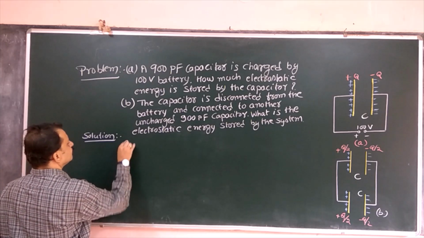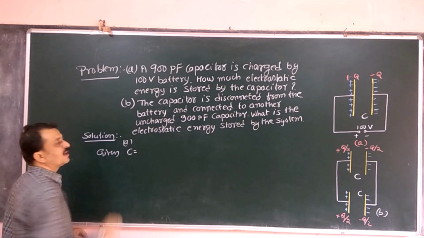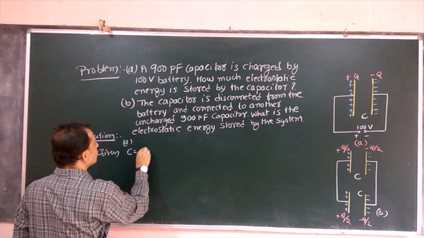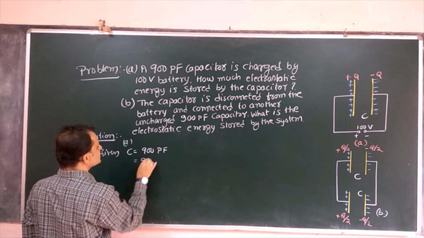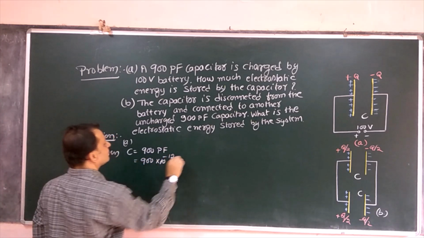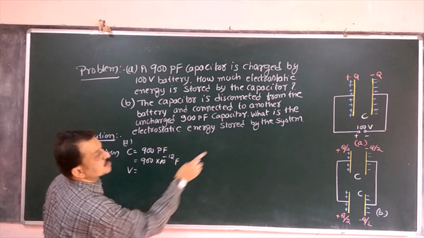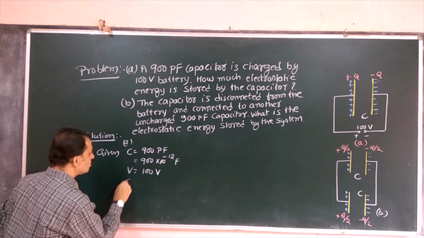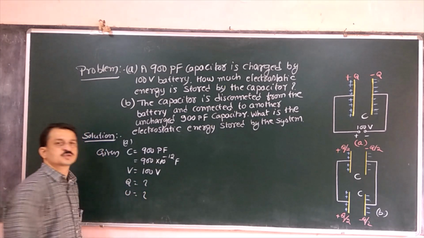Now given, what are the given things? The capacitance value is given, that is a capacitor of 900 picofarad. 900 pico means it is 900 into 10 to the power of minus 12 farad. The voltage across the capacitor is given, that is 100 volts. Now what are we going to calculate? We have to calculate the charge and the potential energy stored in the system.